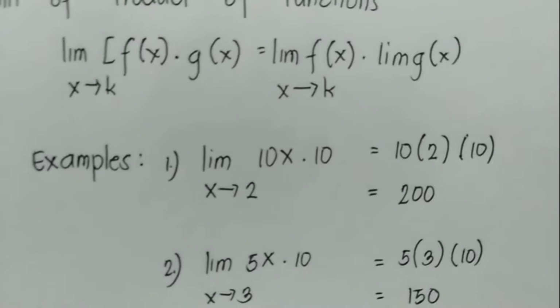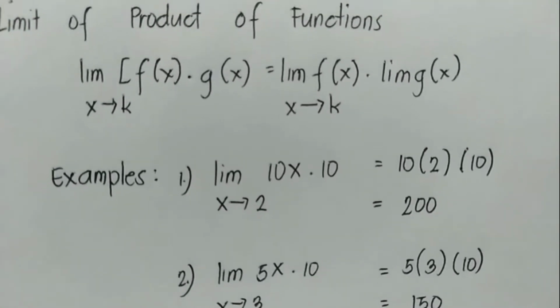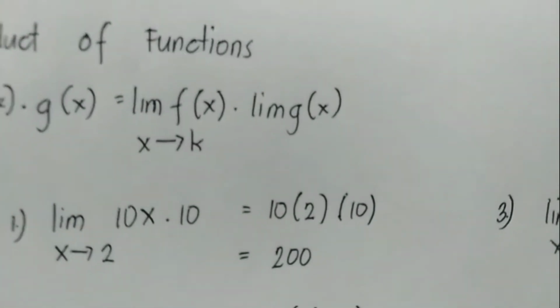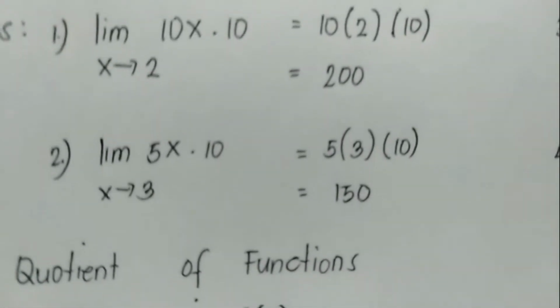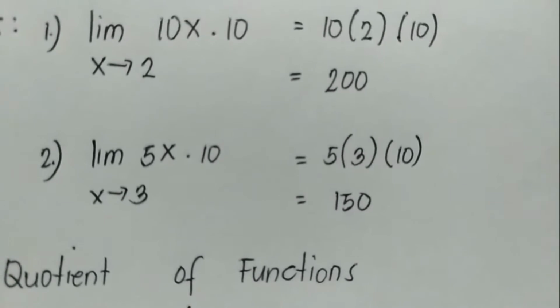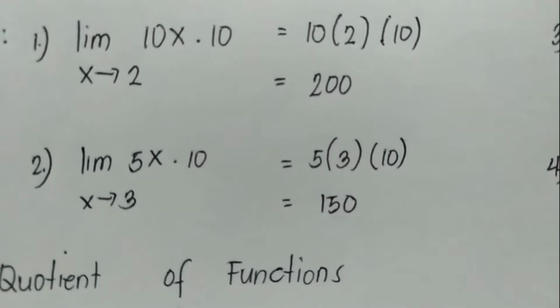For example, number 1, the limit of 10x times 10 as x approaches 2. Substitute the value of x. So 10 times 2 times 10 is 200. The limit of 5x times 10 as x approaches 3. So 5 times 3 times 10. So 5 times 3 is 15, times 10 is 150.